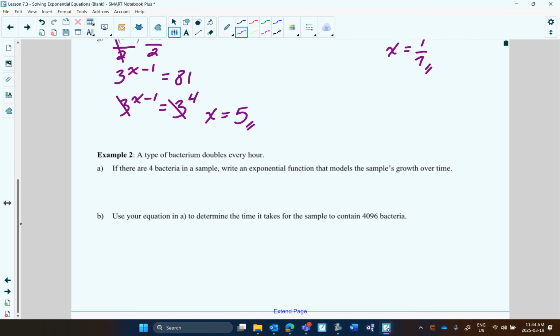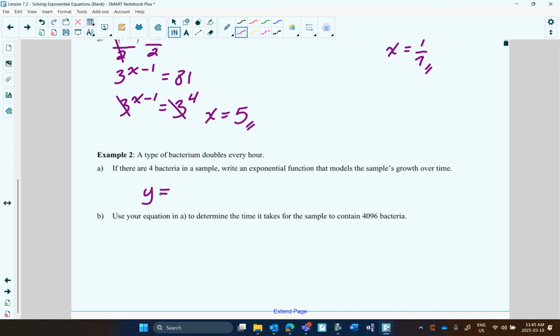So here's a simple word problem where we can use it. We've got a certain type of bacterium that is doubling every hour. We start with 4, and from that, we want to write an exponential function that models the sample's growth over time, and time would be in hours.